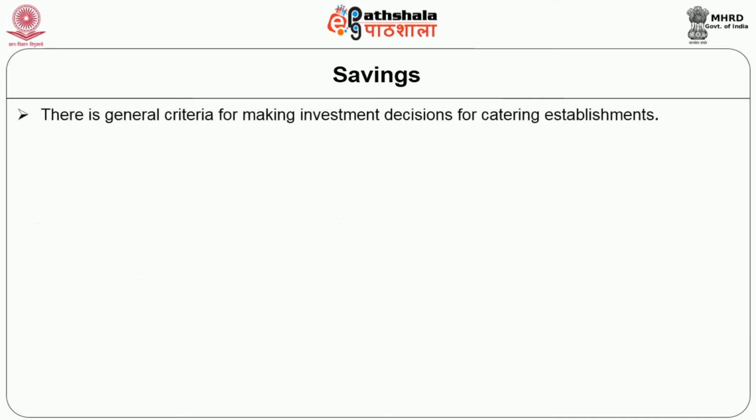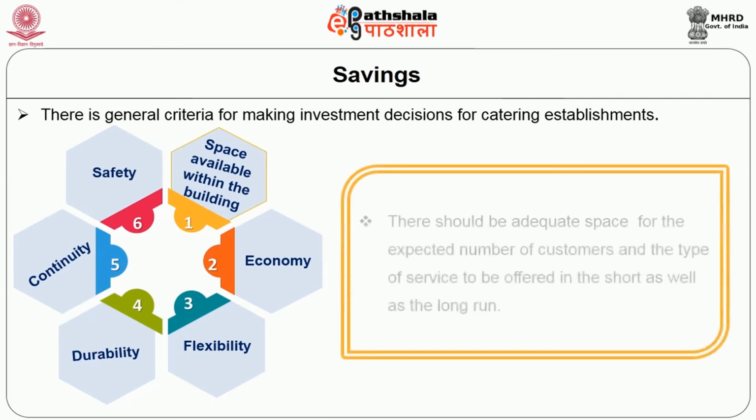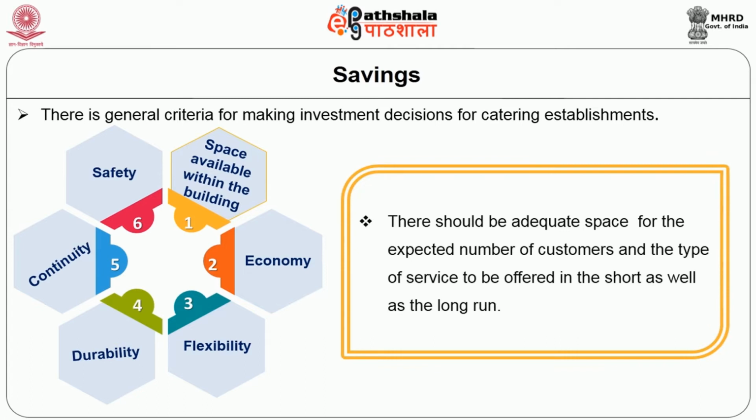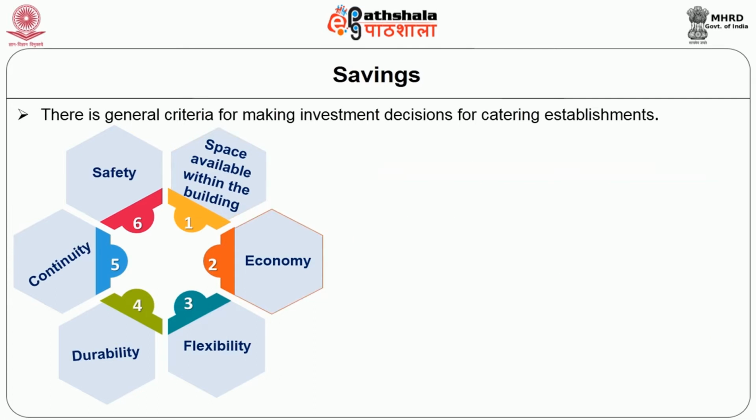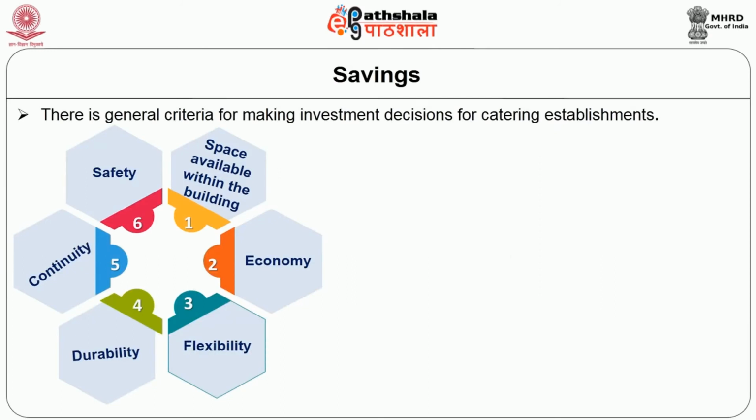So there is general criteria for making investment decisions for a catering establishment. The first point would be the space available within the building. There should be adequate space for the expected number of customers and the type of service to be offered in the short as well as in the long run. Next will be the economy. Effective usage and control of money put in operating and maintenance cost is important in all areas and equipment installed. The cost over these aspects can be minimized by reducing hours of work required for operation by installing devices for day-to-day jobs.